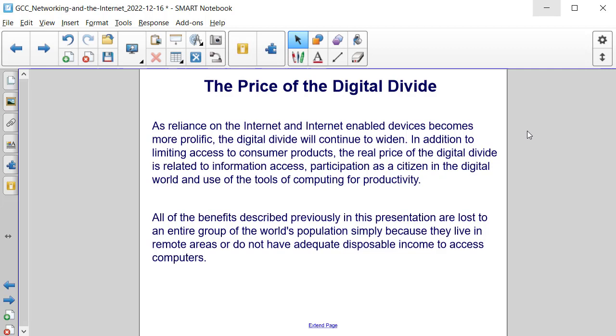In addition to limiting access to consumer products, the real price of the digital divide is related to information access, participation as a citizen in the digital world, and use of the tools of computing for productivity. All of the benefits described previously in this presentation are lost to an entire group of the world's population simply because they live in remote areas or do not have adequate disposable income to access computers.